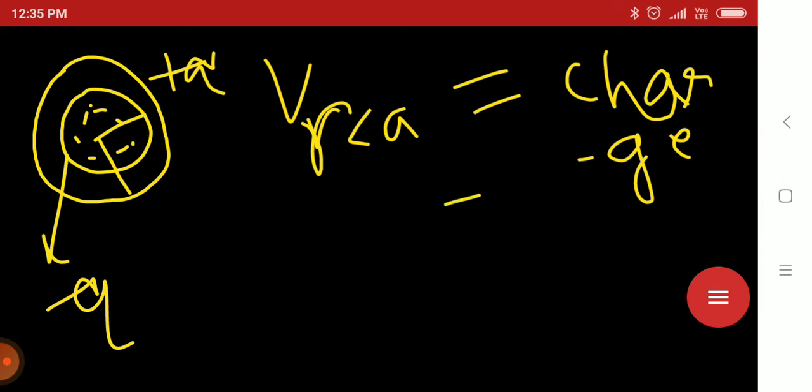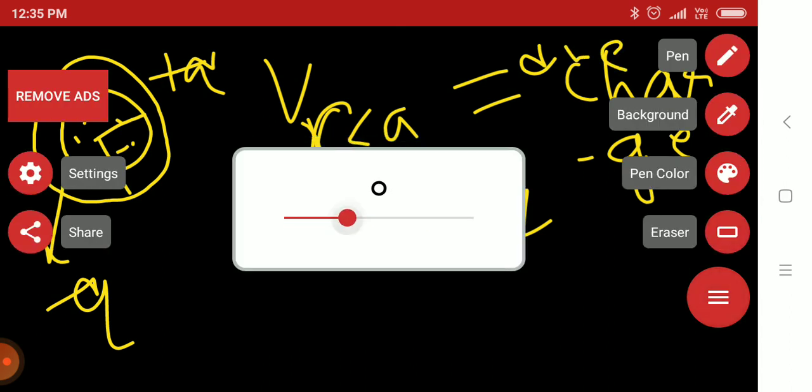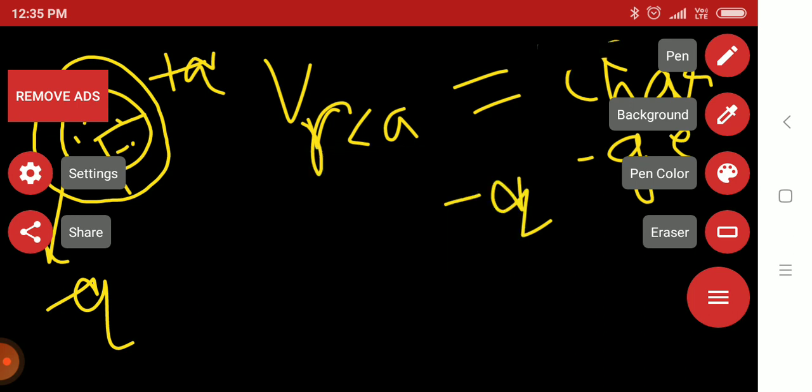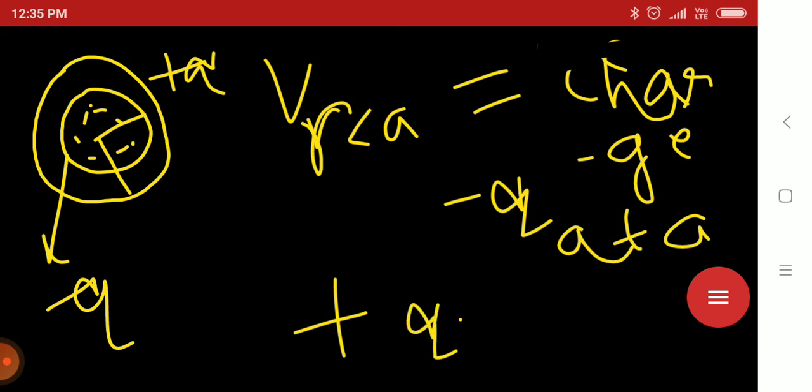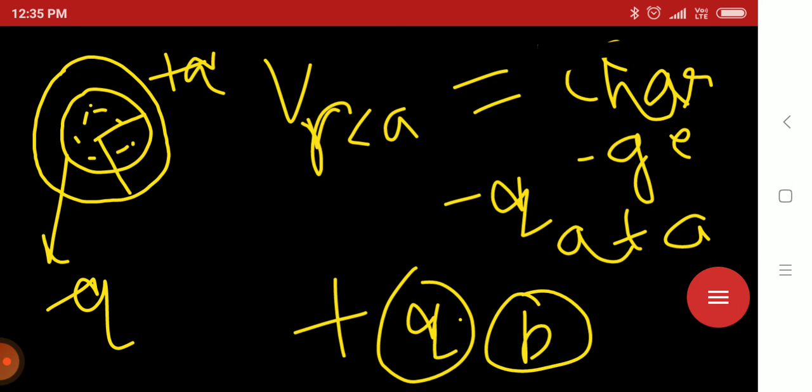And what amount of charge? Due to charge minus Q. Let me write it. First potential is due to charge minus Q at the surface of radius A, and the second potential will be due to charge plus Q at the surface of radius B. So here at a point R less than A, for what surface is charged, the potential will be occurred.